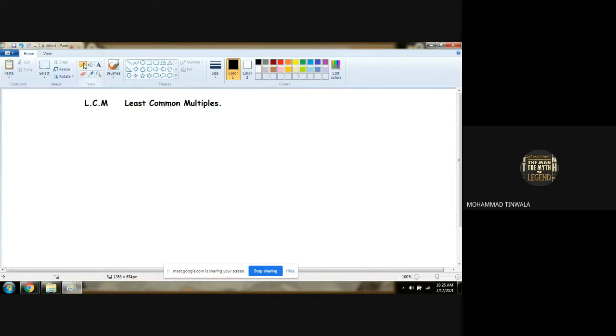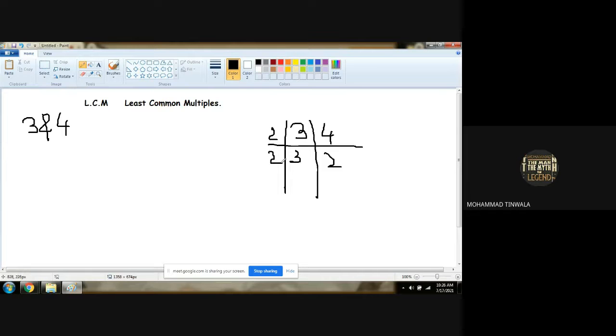Okay. So now what is the least common multiple? The word itself shows the smallest number, right? For example, 3 and 4. We have to find the least common multiple of 3 and 4. So what will we do? We will take the LCM of this. The smallest table is what? 2. 3 will be as it is. 2 2s are 4. Again, 2 is the smallest one. Again, 3 will be as it is. 1s are 1. 3 will be as it is. Right?